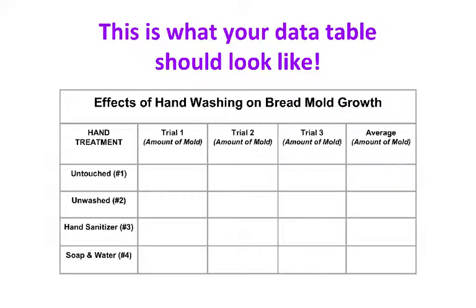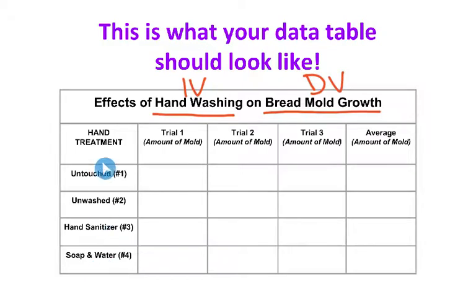Because the independent variable in our experiment is whether or not you washed your hands, or how you washed your hands. That's the IV. And the DV is the bread mold growth, how much mold grew on your piece of bread. So your title should say something like effect of hand washing on bread mold growth, or something like that, that includes both the IV and the DV. The independent variable in your experiment is hand treatment, right? So we talked about that. We said the thing that we're purposely changing is what you did with your hands before touching the bread.